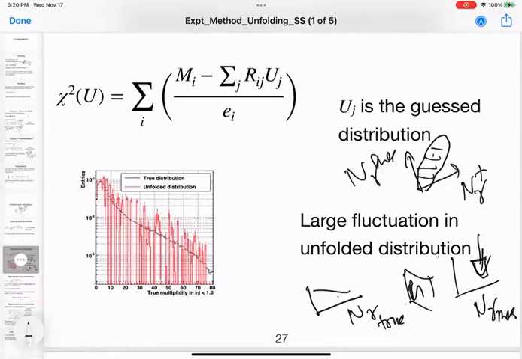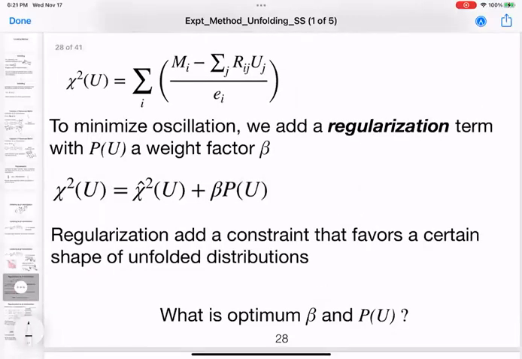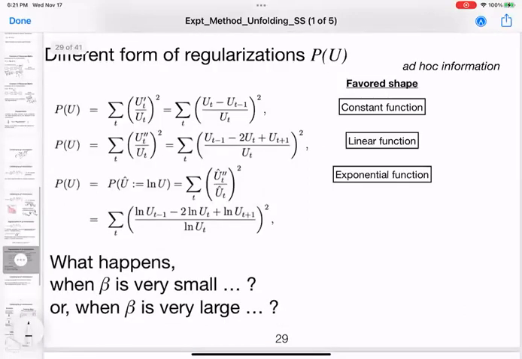Okay, so to reduce this kind of oscillation, what we do is add a regularization term. For example, in chi-square, we can add this. There is a beta factor, which is a weight factor, with another term. This is called a regularization term. So in simulation, we try to optimize both this beta and this regularization. So let me go to the next slide and show you the different forms of the regularization.